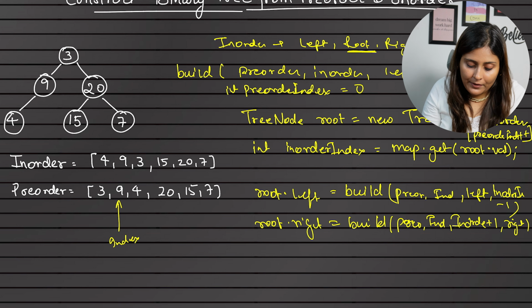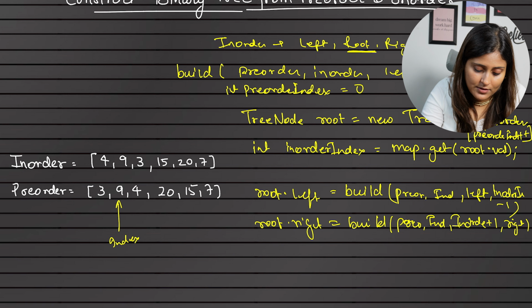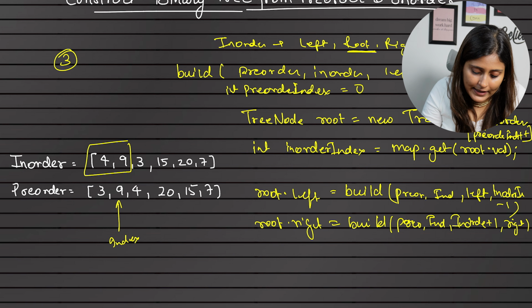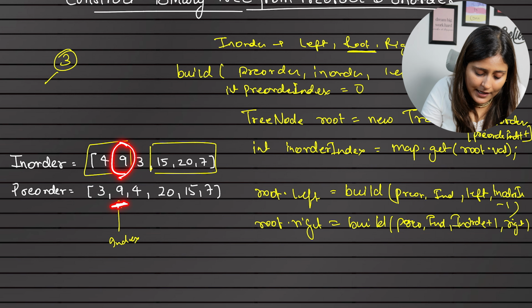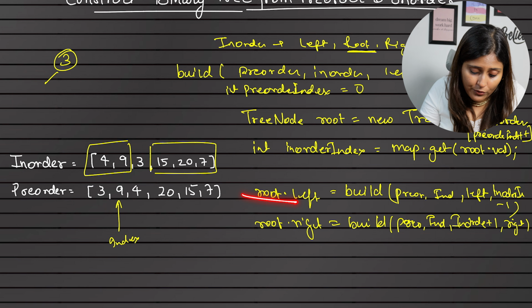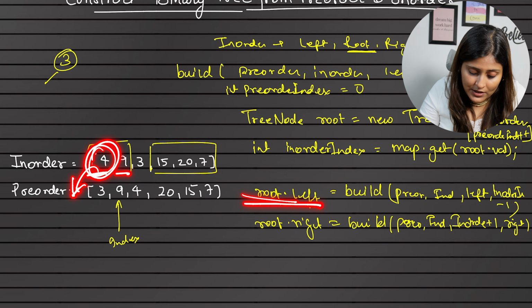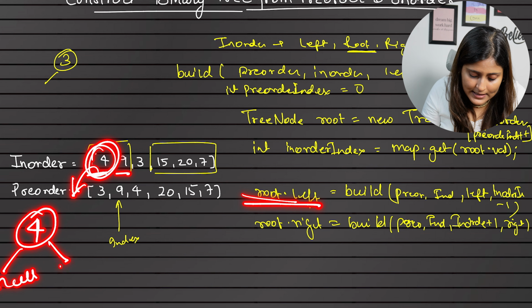So initially what happened? First we made 3 as a root. Okay. Now we went for the left side and we went for the right side. Now for the left side also we picked 9. So 9 will be attached here. But before attaching, because it is a recursive call, we'll go for 9's left side, which is 4. Now 4's left side is nothing, so we'll return null. So 4 is a root and 4's left is null. Similarly, 4's right is null.